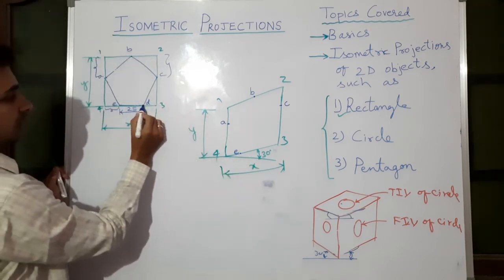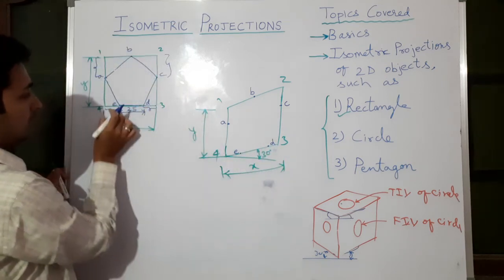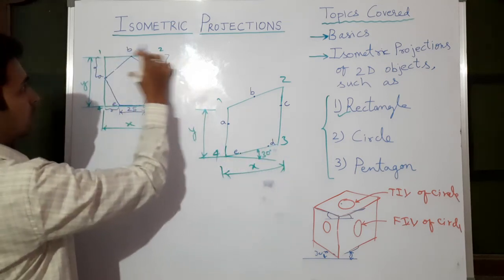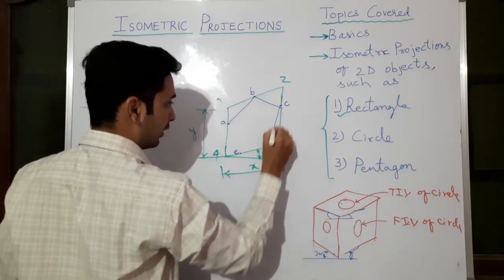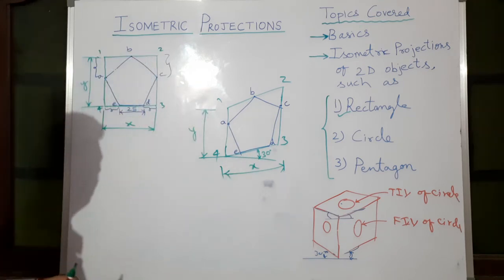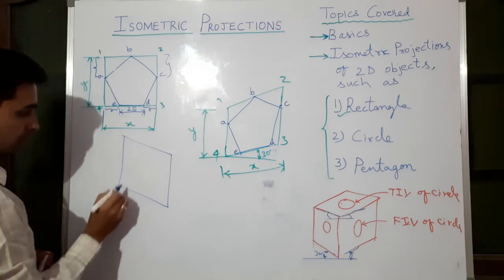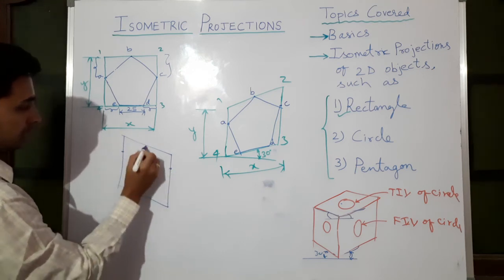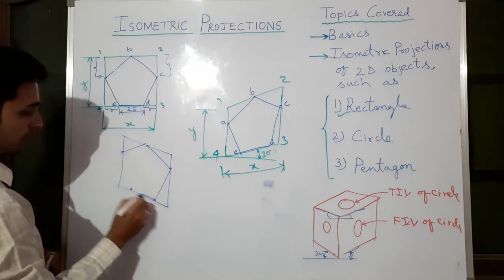Then 3 to D here, the same measurement. This will be equal, these two will be equal. Join all of these and you will get a pentagon like this. Okay, this is the way. If you want to draw a pentagon in this fashion, it will come like this. By measurements, 4 points will come like this, and the shape will come.